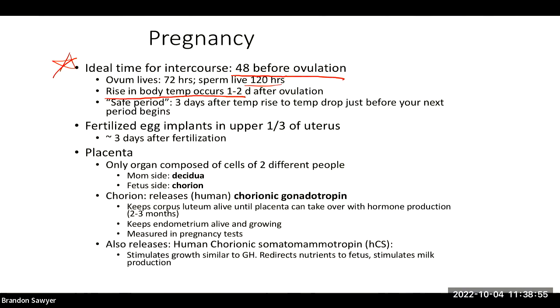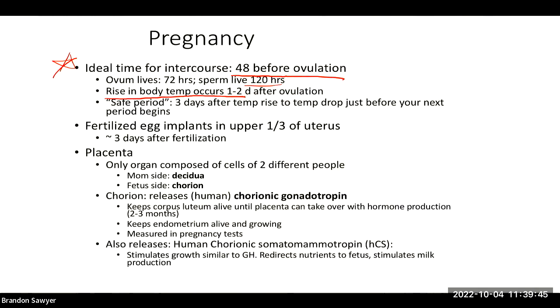That's one of the key ways for the rhythm method of birth control, or the self-monitoring of birth control, which is checking body temperature. So the quote unquote safe period, if pregnancy is not the goal, would be somewhere around 3 days after that temperature rise, all the way to the temperature drop, so it goes back down, and then just before the next period begins. This is because that temperature rise happens 1 to 2 days after ovulation, and with the timing of the life of the egg and the life of the sperm, that's the safe period. But the rhythm method has varied results for sure. Definitely not 100% birth control.